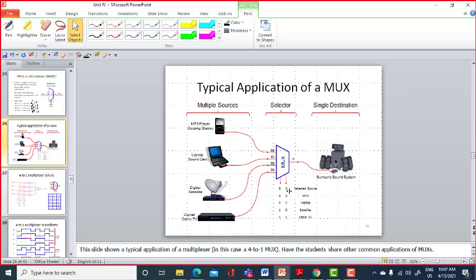So for select lines you have A, B: 0 0, 0 1, 1 0 and 1 1. 0 0 means you are going to select MP3, 0 1 means laptop, 1 0 means your dish, and 1 1 is your VCD player. Depending on the selected input, you're going to connect your sound system. So keep in mind, your select signal determines which input is to be transferred to the output. Input is this, output is this.